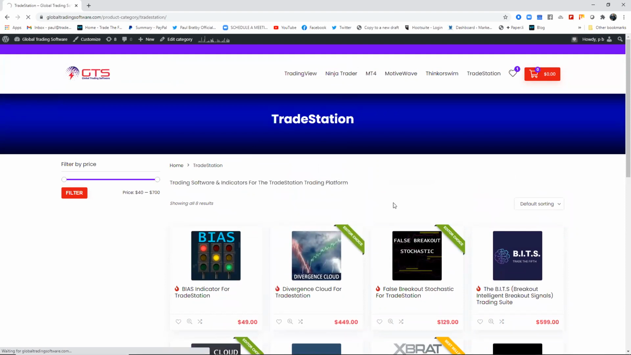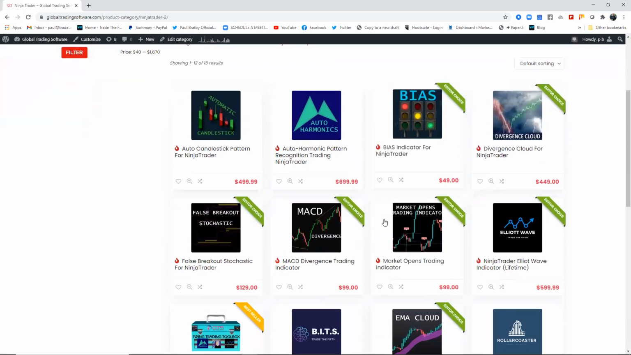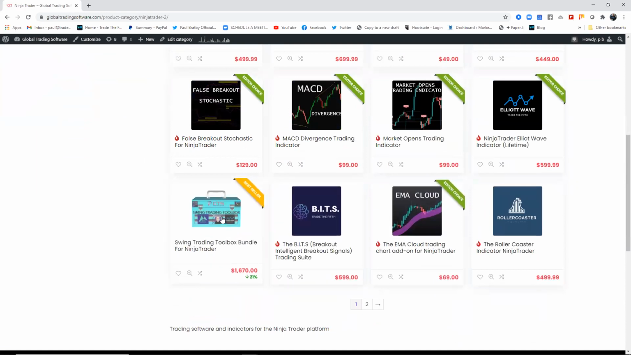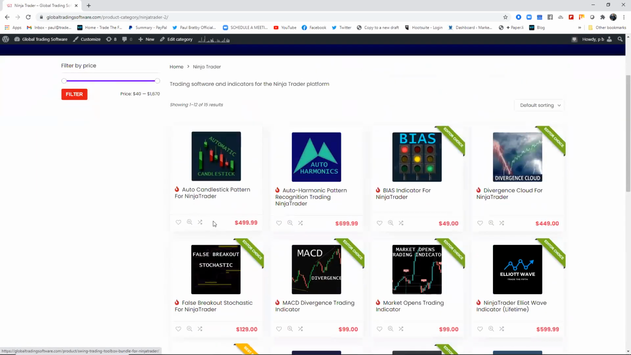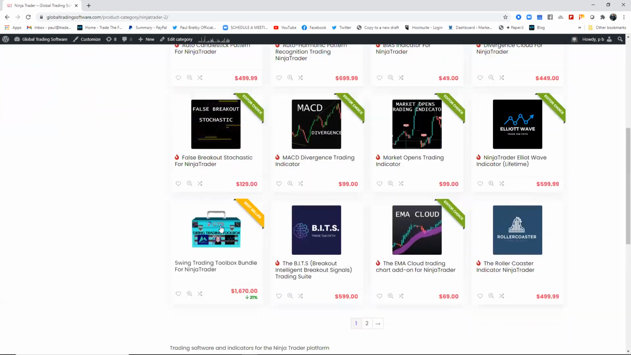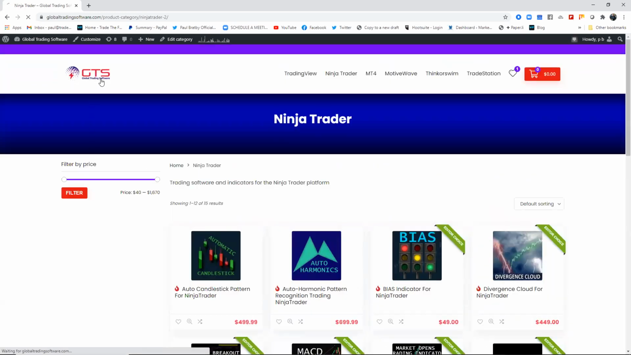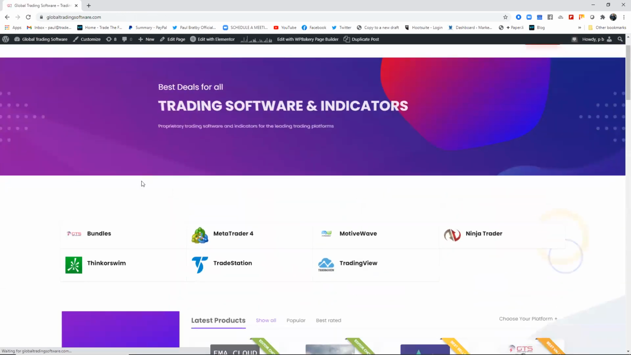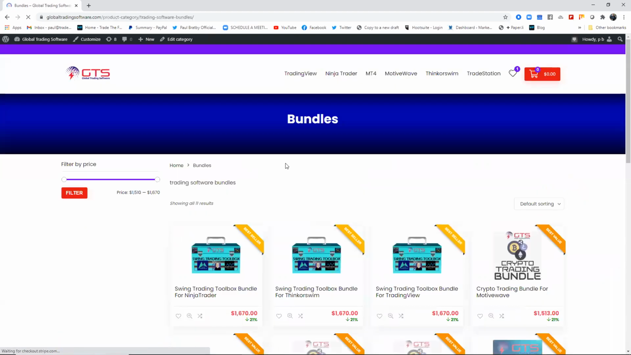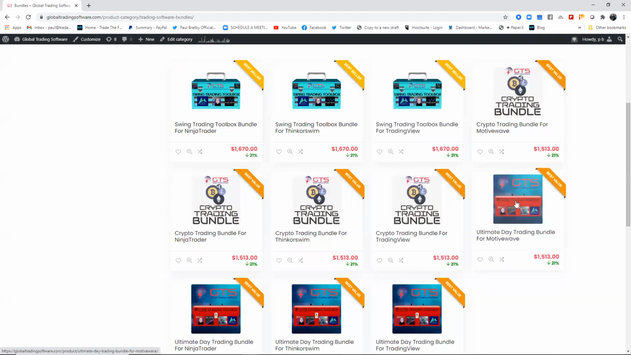Ninja Trader, again, you select your particular thing, and you can see here with Ninja Trader, we've got the swing trading bundle in there, but we also have the day trading bundle. If you go to the main home page, in the bundles here, you can see all of the crypto, swing trading, and the day trading bundles there.